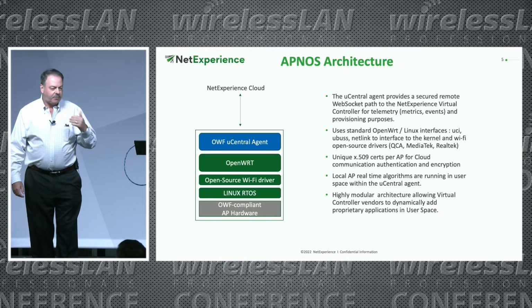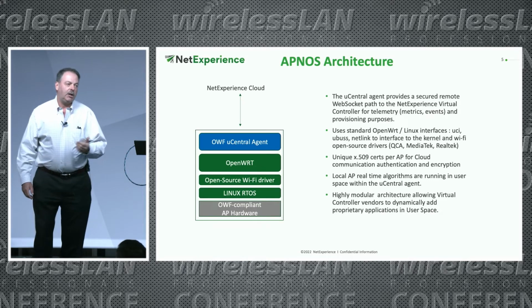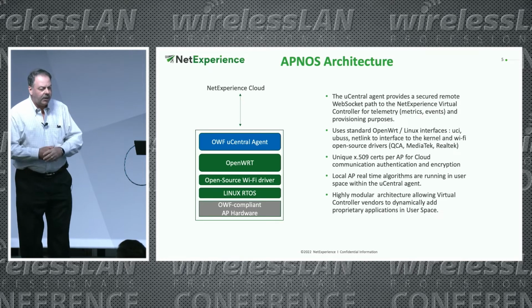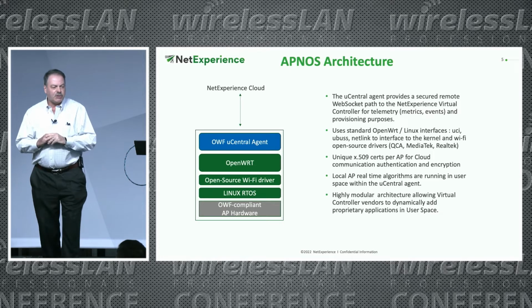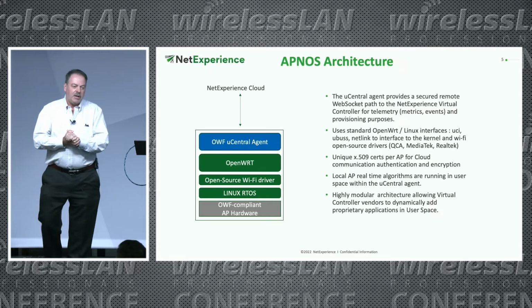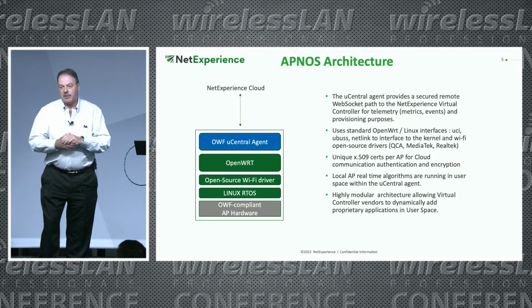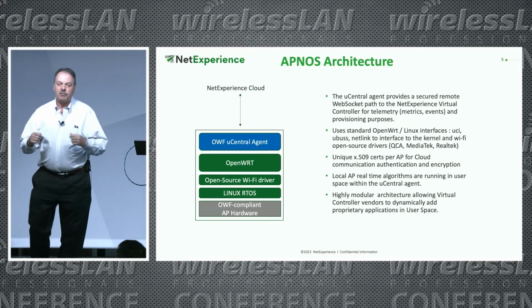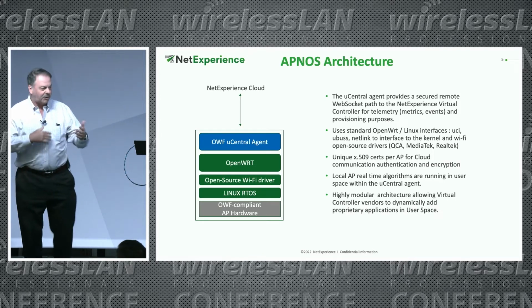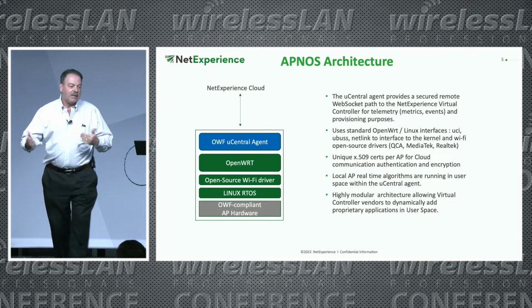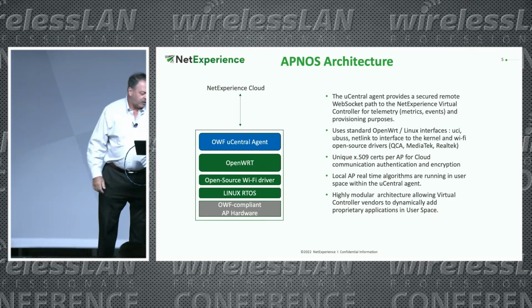We add X.509 certificates for authentication, so it's secure. And there's some user space there to do algorithms that need to be done in real time. So obviously not everything can be done in the cloud. Some of the stuff has to be done in real time in the AP. That user space is available, and we've used some of that.